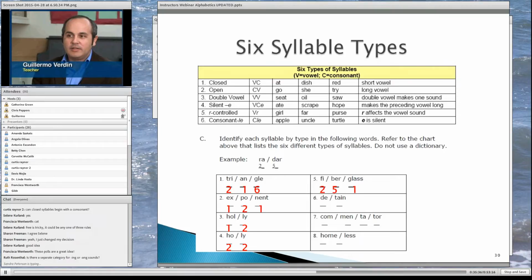Ruth, for the ing and the ang, I consider them like suffixes, like ending suffixes. So I categorize that under the ending suffixes.